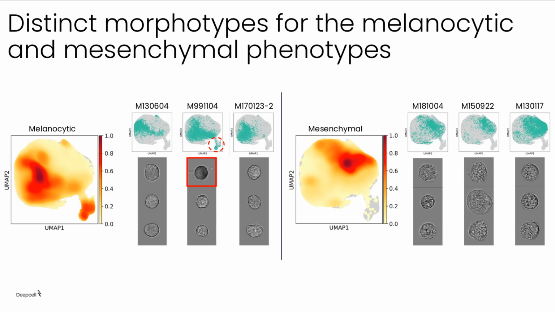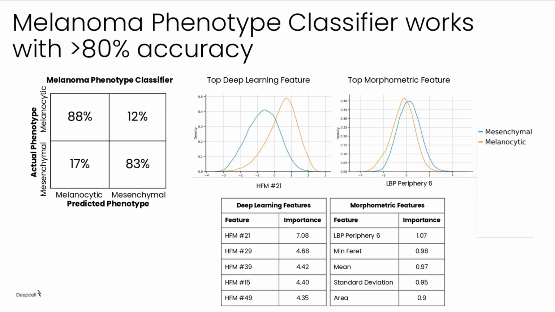So this was very exciting, and that's why we wanted to see how our classifier performs. Here you can see this in the confusion matrix, that we had a very high accuracy of the classifier. In 88% of the cases, melanocytic cells were classified correctly. In the mesenchymal cells, this percentage was 83%. So we had a very good performance of this classifier.